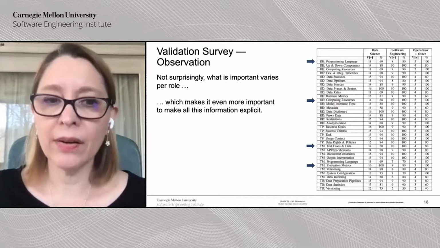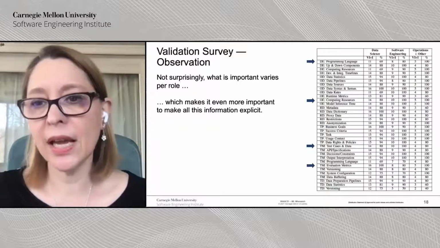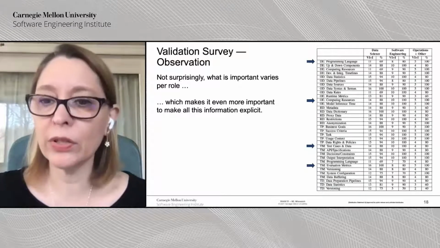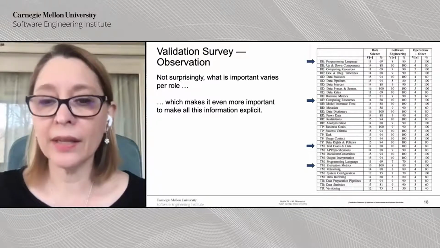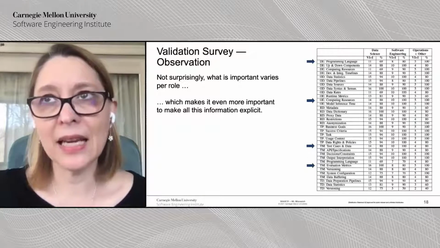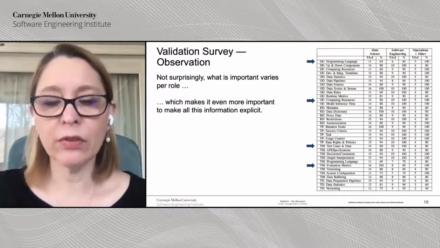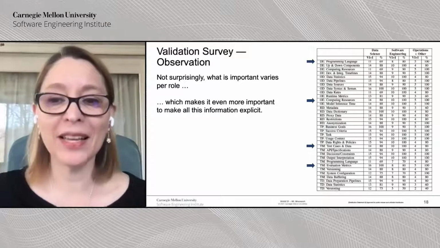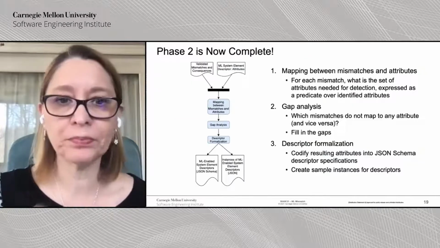Not surprisingly, what varies is what's important per role. So, for example, if you look at programming language, very important for operations, not so important for data scientists. Computing resources, obviously very important for operations and development, less important for data scientists. But I think what this means is that it validates what we're doing, that sharing this information is even more important, because it is not as important for everybody, and therefore they pay less attention to this when they're doing their part of the system development.